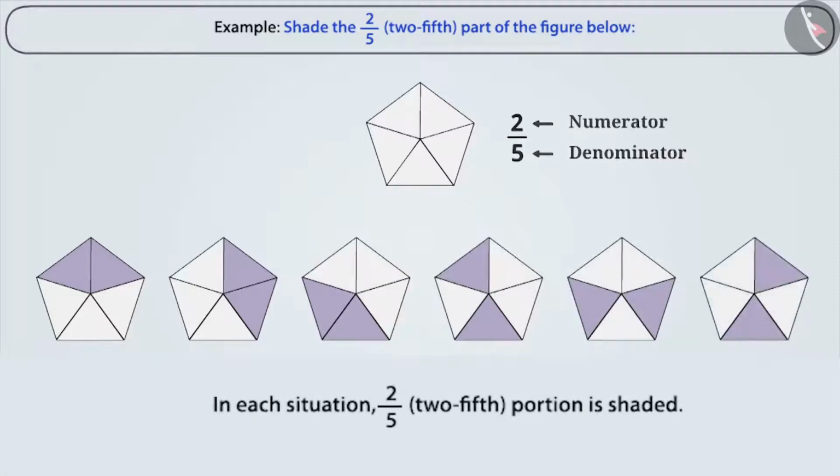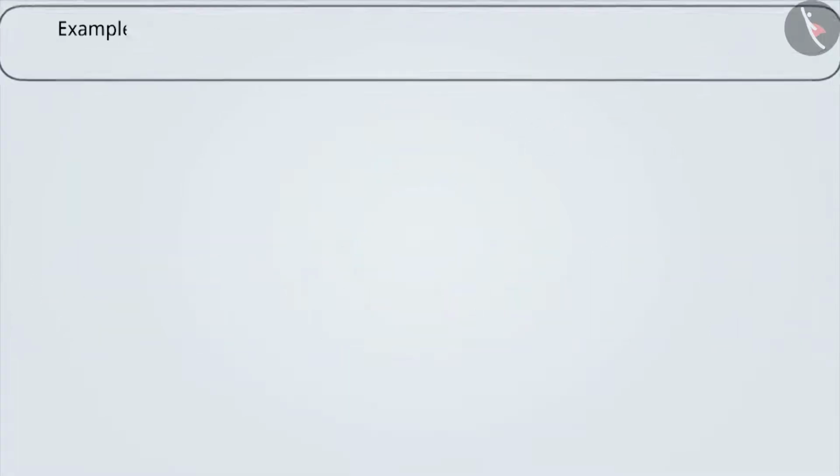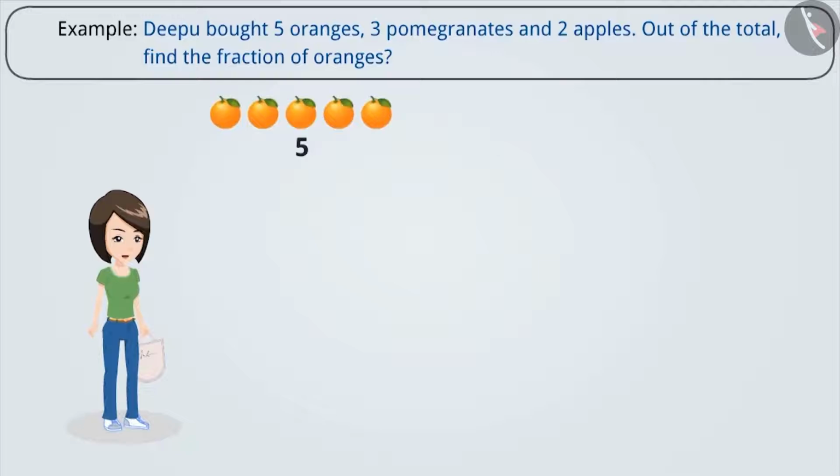In each possibility, 2/5 portion is shaded. Example 3. Deepu has bought 5 oranges, 3 pomegranates and 2 apples. Out of the total number of fruits, find the fraction of oranges. Deepu has bought 5 oranges, 3 pomegranates and 2 apples.